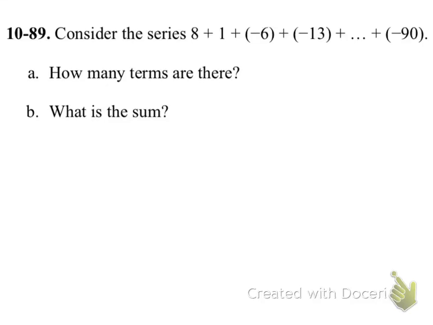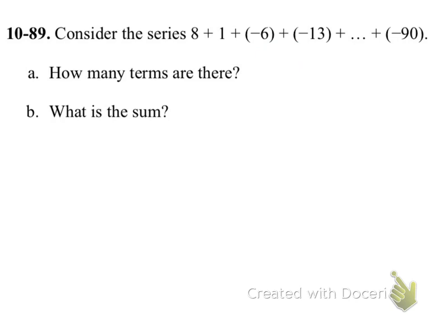Problem 89, we're taking a look at a series. If we check out what's happening with the series, I'm subtracting 7 and subtracting 7 again. Each time I'm subtracting 7. So what that means is that I have an arithmetic series with my common difference being -7.